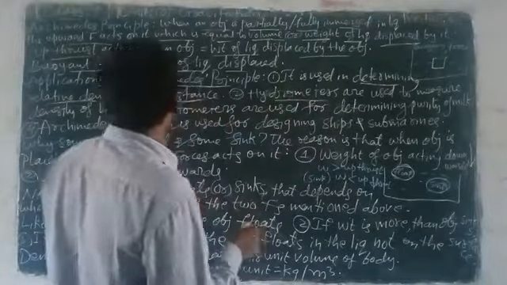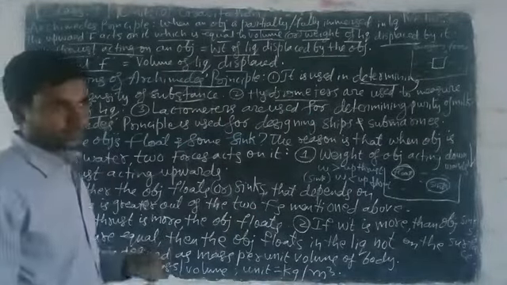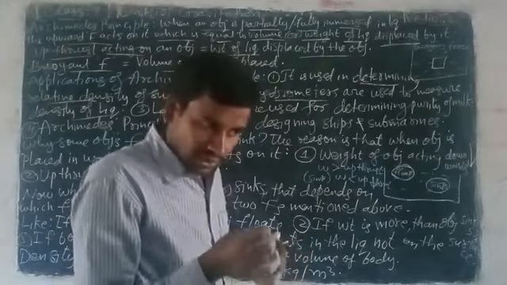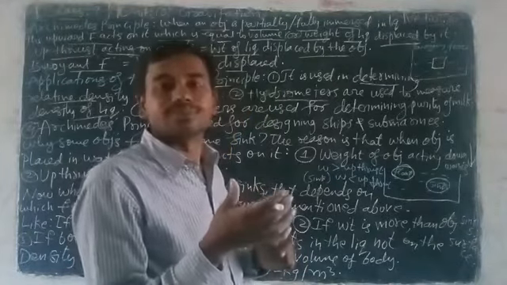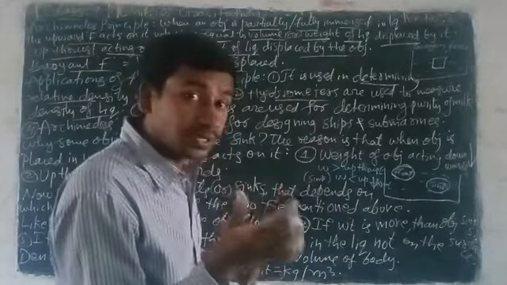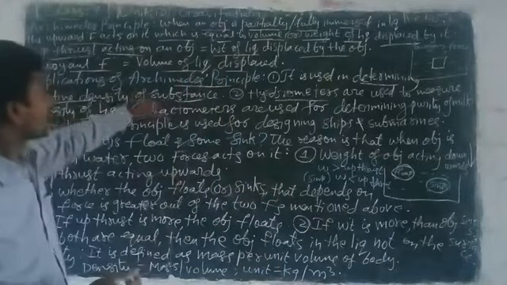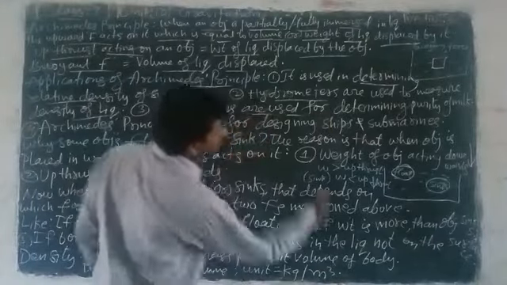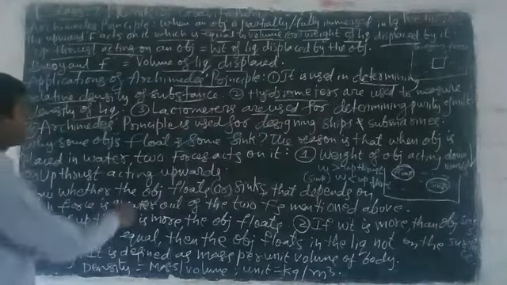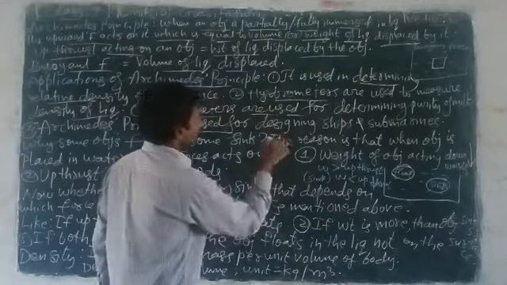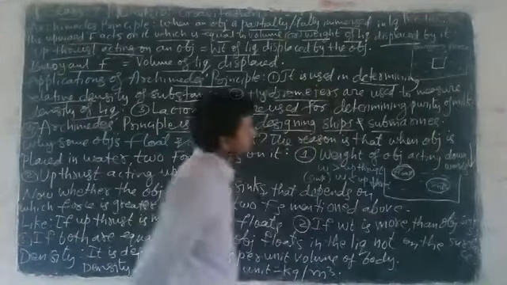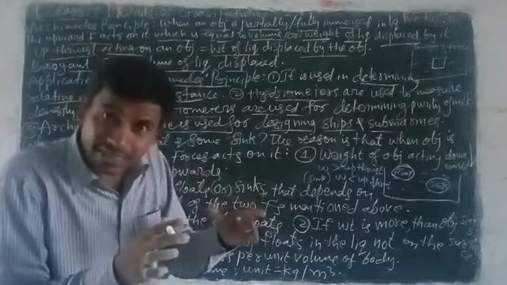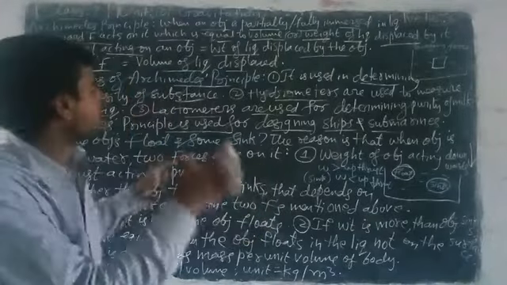hydrometers are used to measure the density of liquid. Density, yesterday I wrote, what is density? Mass per unit volume. Right? Third, lactometers are used for determining the purity of milk. And fourth, Archimedes principle is used for designing ships and submarines. Ships, boats, whatever, the design of ships and submarines depends on Archimedes principle.